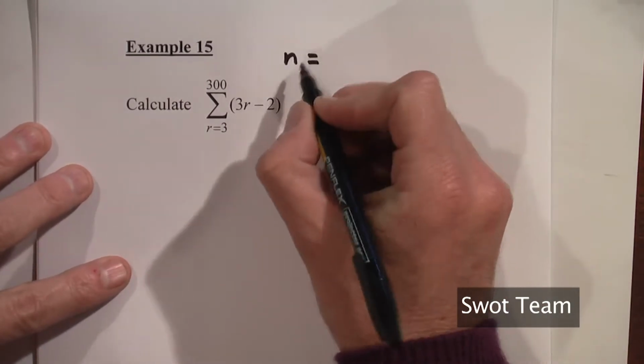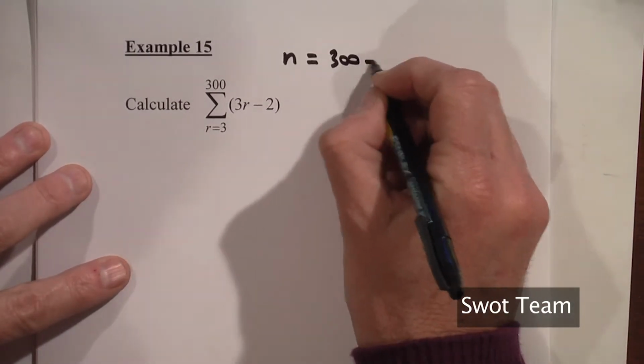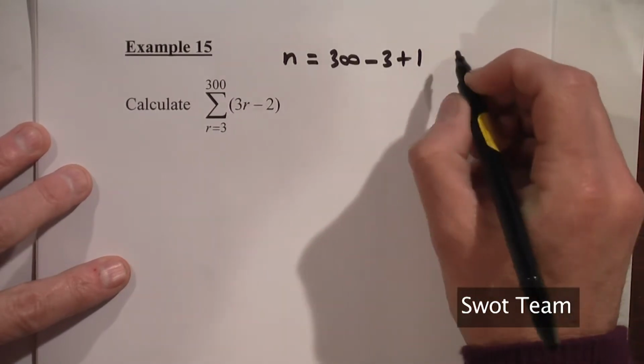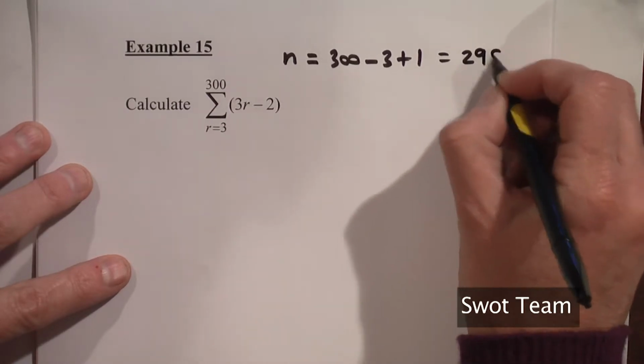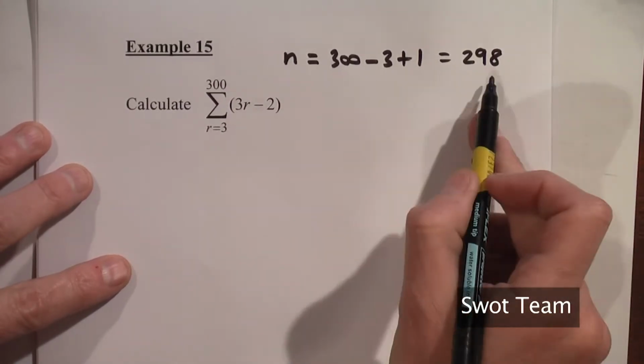The number of terms is the top minus the bottom plus 1. And if you look at that, how many terms are there going to be? 298. Okay, very, very important, 298.